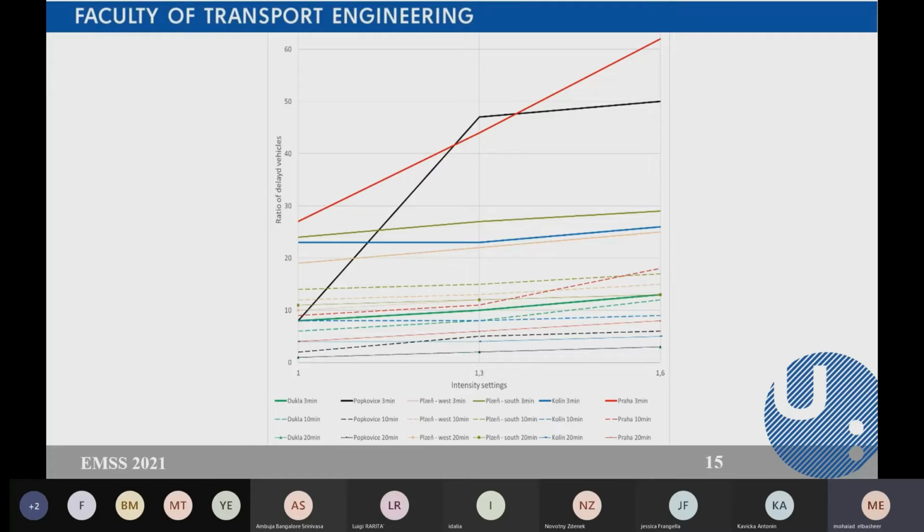Comparing results from simulation scenarios is obvious. If we reduce bus headway time, the share of delayed vehicles increases. The great sensitivity to increase in traffic intensity was reflected especially in the Popkovice, which is black lines, and Praha, red lines. This is probably because the junctions with adjusted intensity are approaching their maximum capacity. It is therefore clear from the figure that the share of delayed vehicles is influenced by both bus headway time and by the intensity of traffic flows.